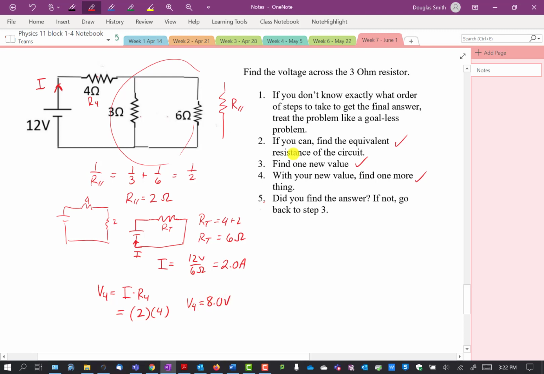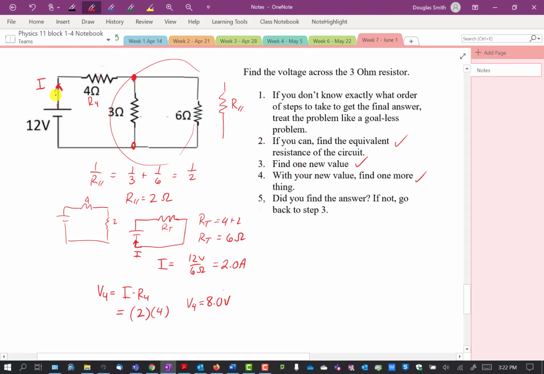So it's like I found the equivalent resistance, I found one new value. Didn't answer the question. Okay, so I found a new value. V4 is 8. Did not answer the question. Okay, so I'm just going to find one more. I am going to find the voltage from that point to that point.